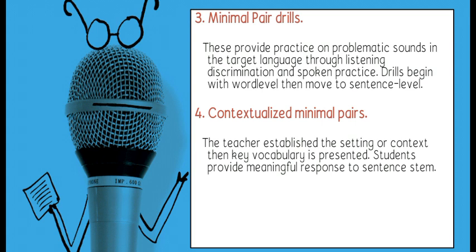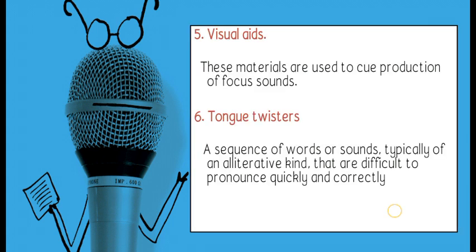The next one is the visual aid. These materials are used to cue production of the focus sound. These materials are used to help improve the pronunciation of the students. For example, the sound speaker, where the students will be able to hear clearly every sound in letters.